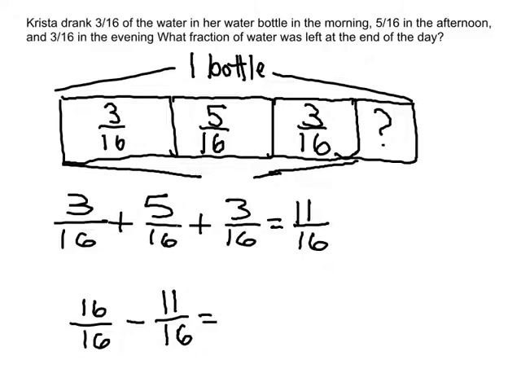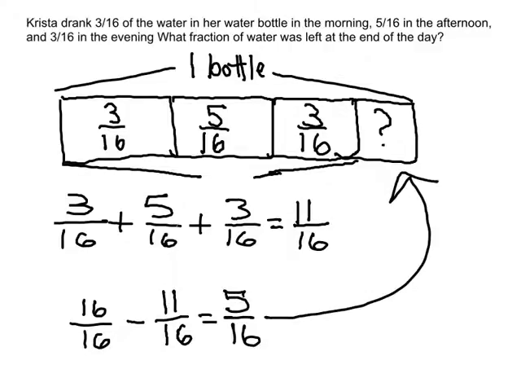So now it's a matter simply of subtracting. We're working in 16ths as our parts, so we're going to keep that. And we're going to subtract 11 parts from the 16 here, and we end up with 5/16 as our answer. So she had, at the end of the day, 5/16.